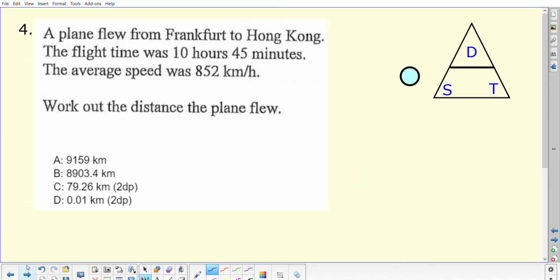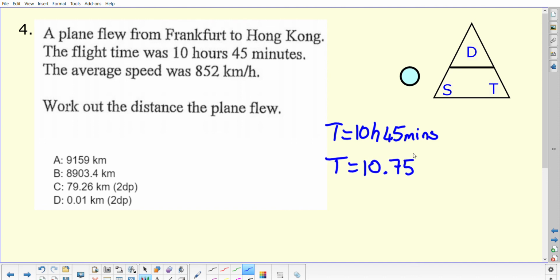For question 4, a plane flew from Frankfurt to Hong Kong. Flight time was 10 hours 45 minutes. So writing down for yourself the information like this and then thinking about what is it I'm trying to work out is a good idea. We know we're going to have to change that 45 minutes. That's again one of the standard ones. It becomes 10.75 hours.